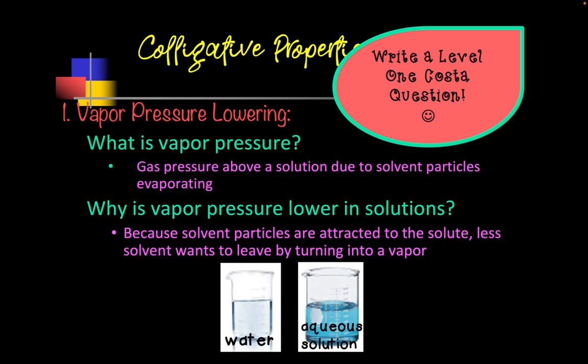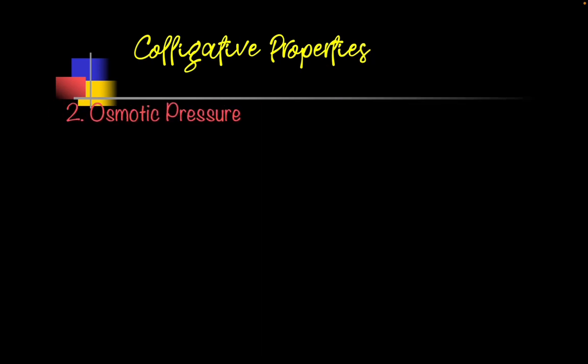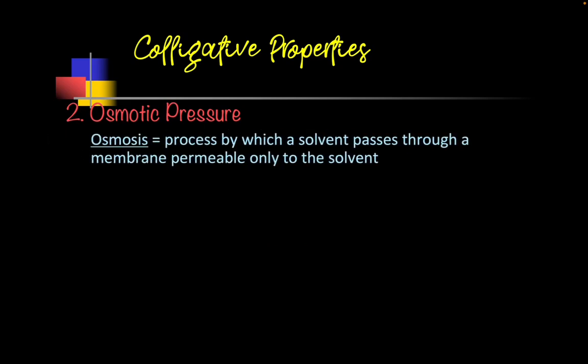COSTA question. All right, continuing on, our second colligative property is something called osmotic pressure. It is possible you've heard of osmosis. Maybe if you've taken a biology class and talked about things that can go between cell walls, that's kind of like this idea of osmosis, or the same idea.